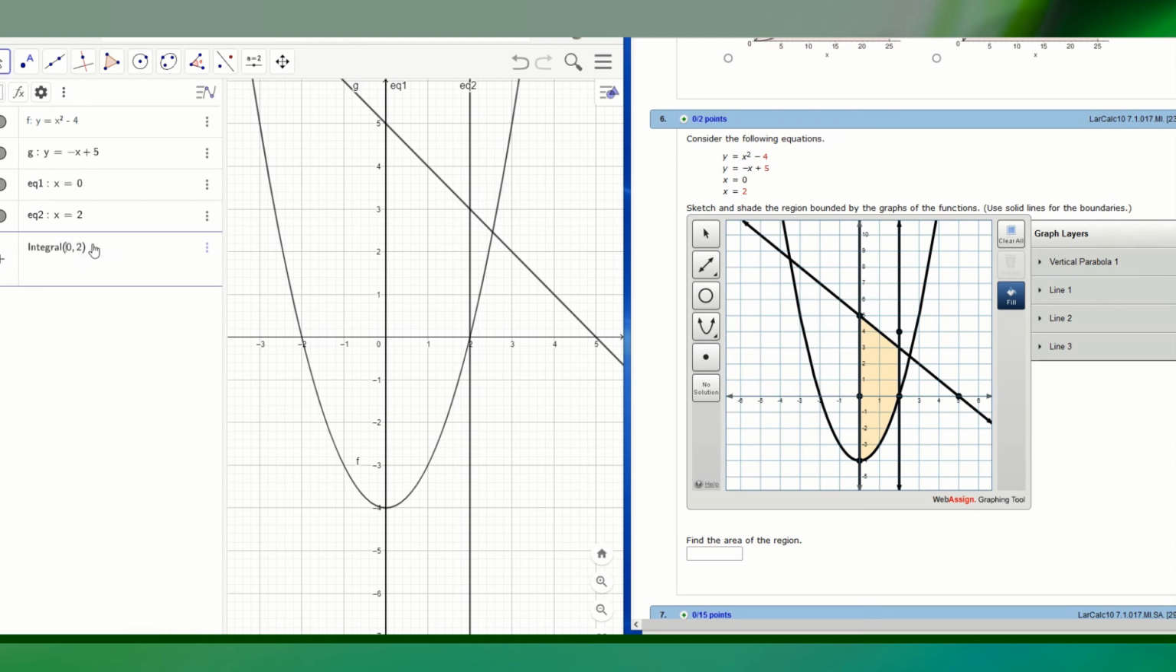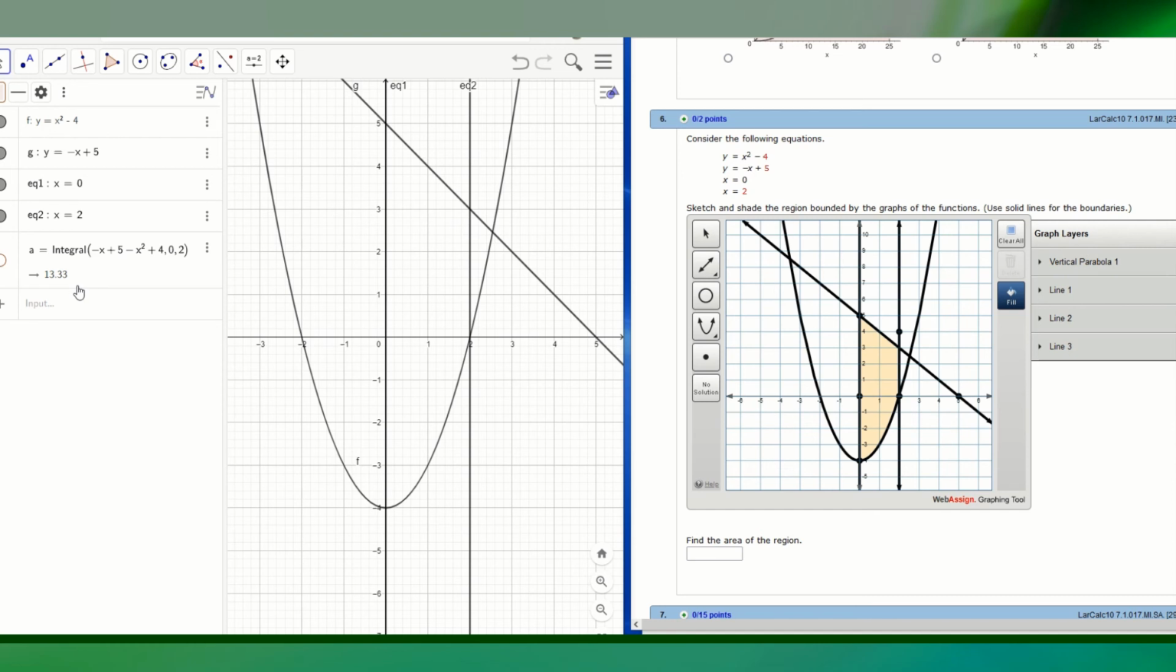So my g is negative x plus 5, correct? Minus x squared minus of minus 4, which is plus 4, between 0 to 2. So this is the integral I'm trying to get. And anyway, I'm not going to draw that region. So this is the integral: the integral of negative x plus 5 minus x squared plus 4 between 0 and 2 gives 13.33.